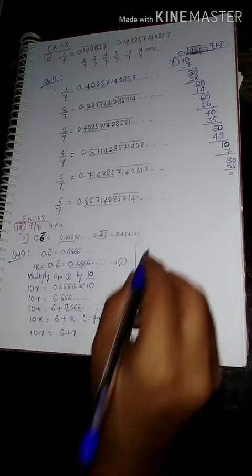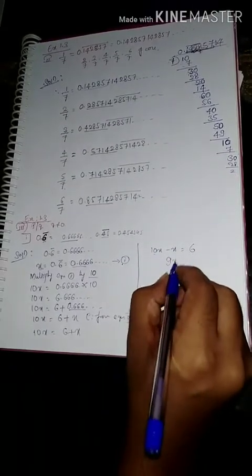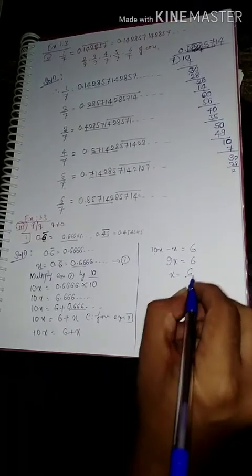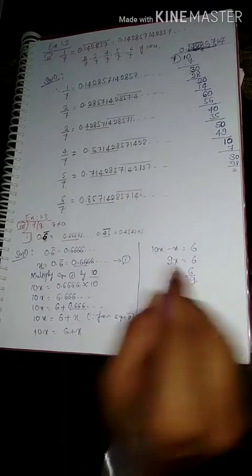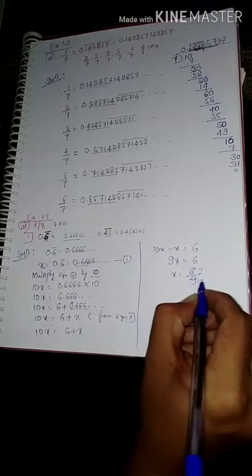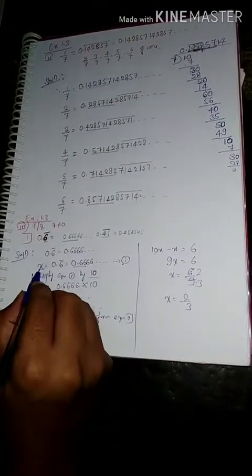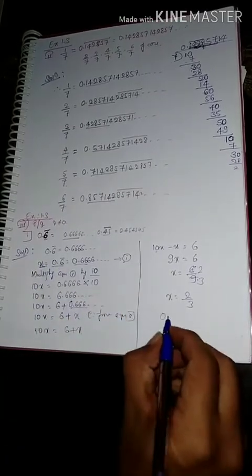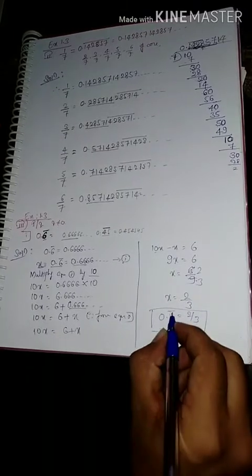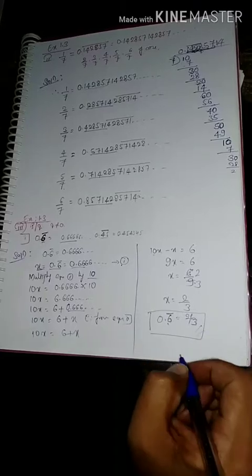Now x moves to the left hand side and becomes minus. 10x minus x is equal to 6, and 10x minus x is 9x, so 9x is equal to 6. Now transfer 9 to the right hand side, it becomes x is equal to 6 by 9, and 6 and 9 appear in the same table, that is the 3 table. 3 2s are 6, 3 3s are 9. Therefore x is equal to 2 by 3, but x is nothing but 0.6 bar. Therefore 0.6 bar is equal to 2 by 3. So 0.6 bar is in decimal form and 2 by 3 is in fractional form.